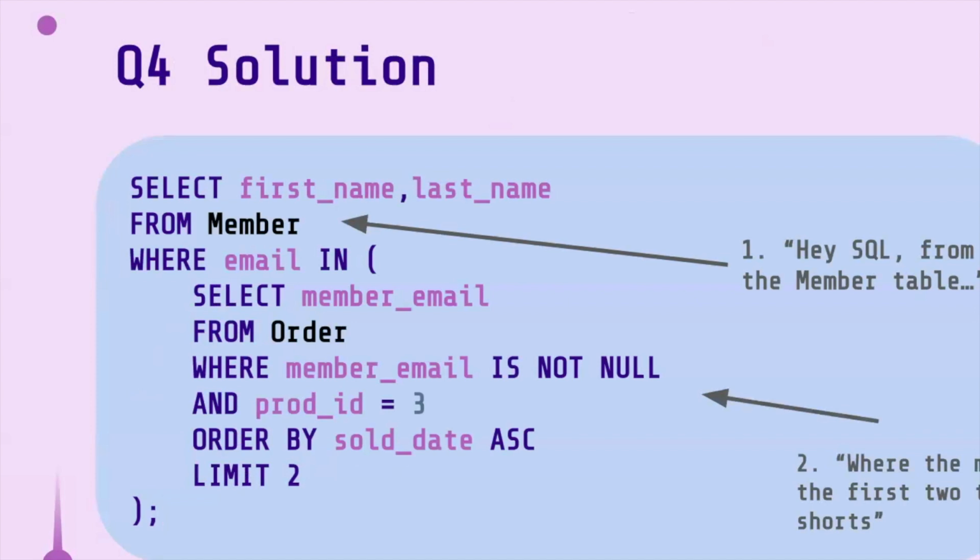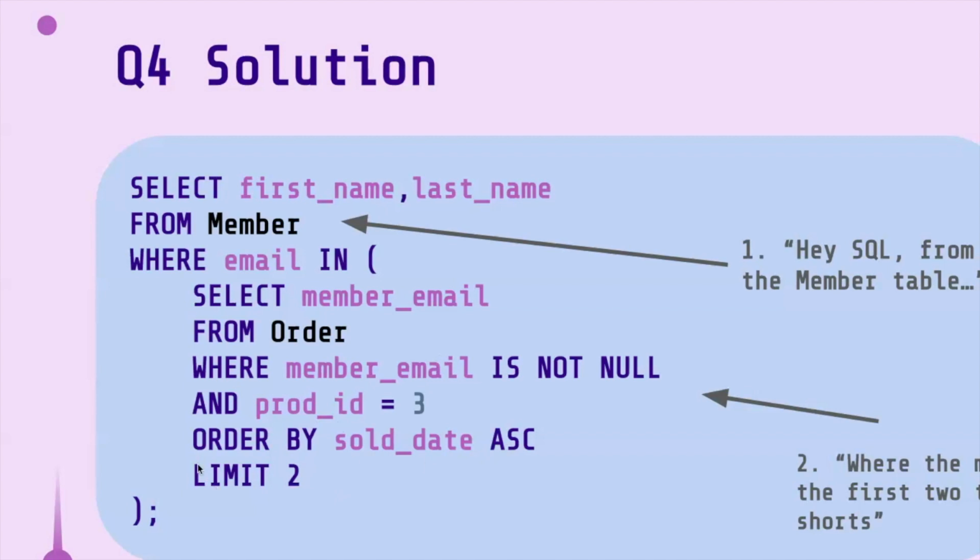to order biker shorts. So to kind of break down the subquery, what we're saying is we're looking at the order table, and we want the member email to not be null. As we stated before, if the member email is null, it'll cause issues. And then we also want to add the other condition. We want the product ID to be 3 because we want to only look at orders for the women's biker shorts. And then we want to order by the sold date in ascending order. So what that will do is it will give us the earliest orders at the top and then later orders as we get further down.